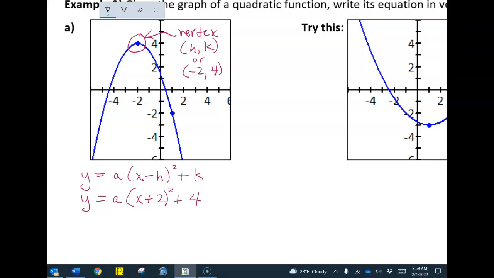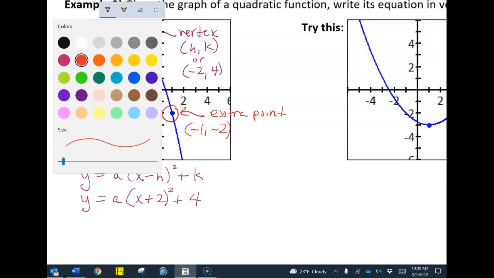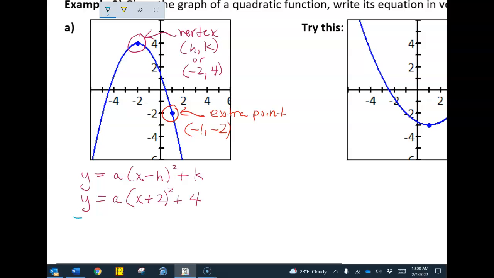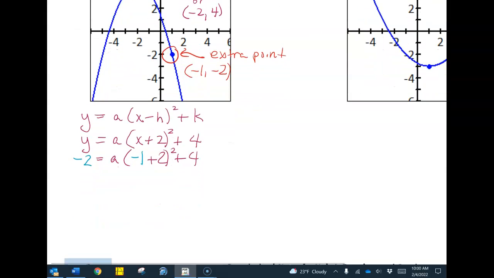The only thing that we lack is to find the value of a. Here's how we're going to find the value of a. We have our extra point here that has an x and a y associated with it, and that's the point negative 1 comma negative 2. So our y value can be replaced with negative 2 and our x with negative 1. Once we make that replacement, the only unknown left in the equation is a, so that's going to allow us to solve for a.